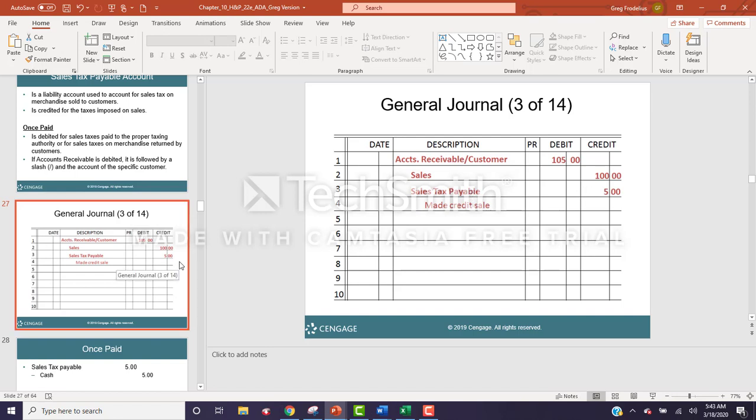We're going to be doing several of these transactions in the A and B series, so make sure you understand this transaction as it sits right here.